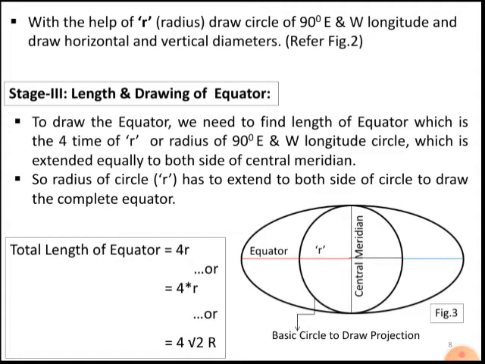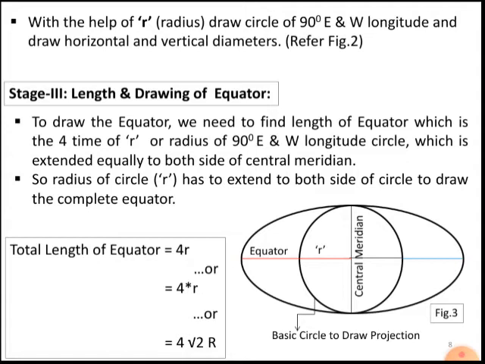So it's very simple to find out the length of the equator, that is 4r, or 4 multiplied by r, or even 4 root 2 capital R. By these equations you can find out the length of the equator, and you can place it over there.